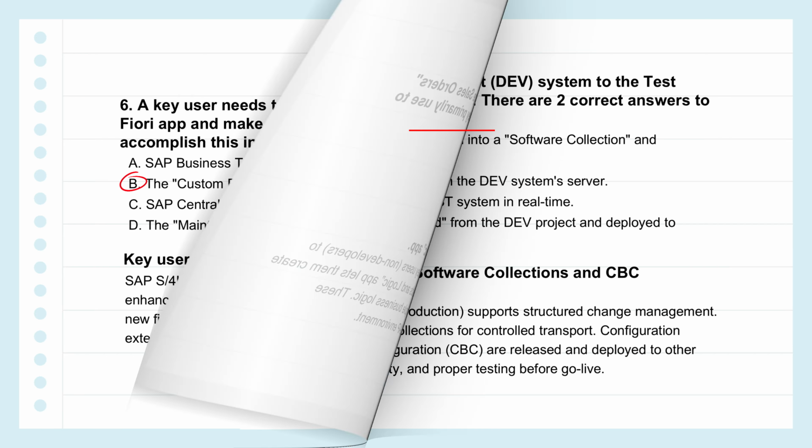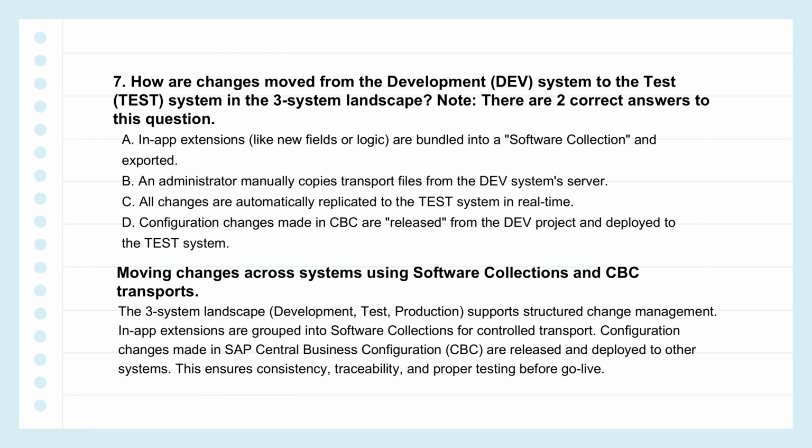Perfect. Okay, let's move on to managing changes across the landscape. Public cloud enforces a strict three-system landscape, right? Development, DEV, test, and production, PROD. Since we can't just copy transport requests like the old days, how do changes actually move from DEV to test in this managed environment? There are two distinct ways, correct, depending on the type of change.